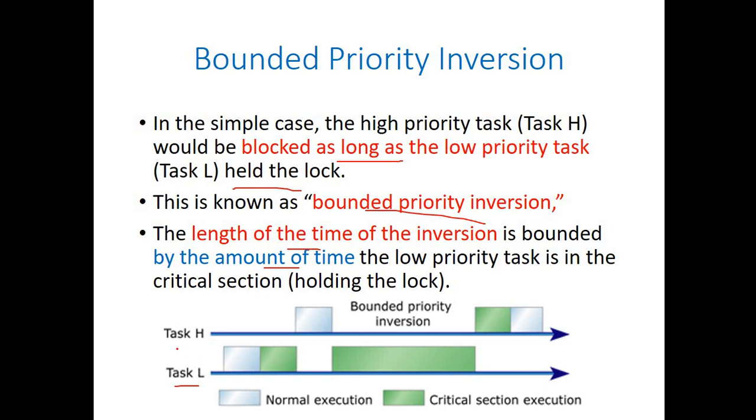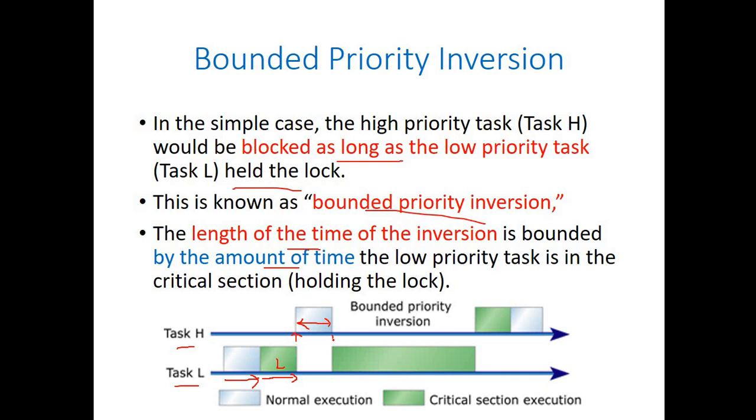There are two processes, one is task L, another is task H. The low priority process L is in its normal execution and it has the lock on a particular resource and it enters into the critical section. So task L is now in the critical section, it is executing. At this point of time, task H wants to execute. So task H will go for its normal execution by preempting task L.